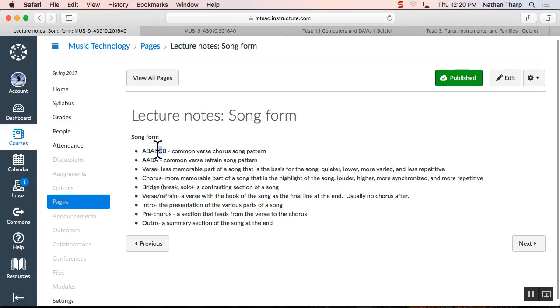So the verse is the less memorable part of a song. It's the subordinate part of the song. It is quiet. It is usually storytelling. It is not as repetitive. Usually the lyrical content is different. Often the melody is different. Often the rhythm is different and changed. Okay, there's usually fewer instruments, and it's usually lower.